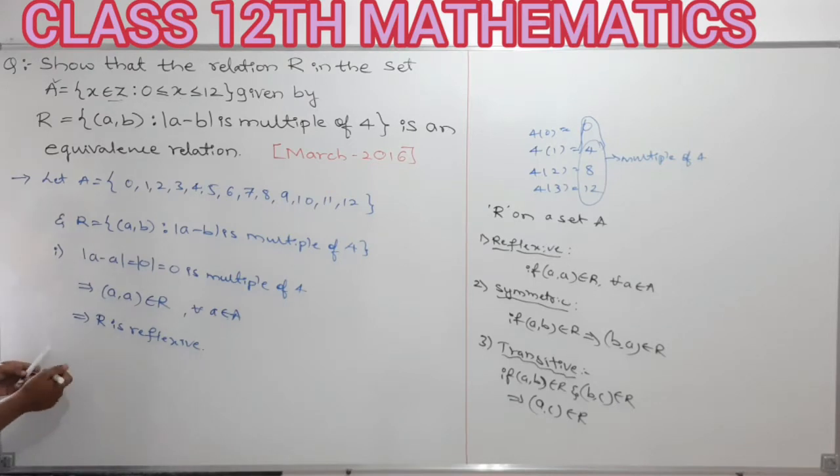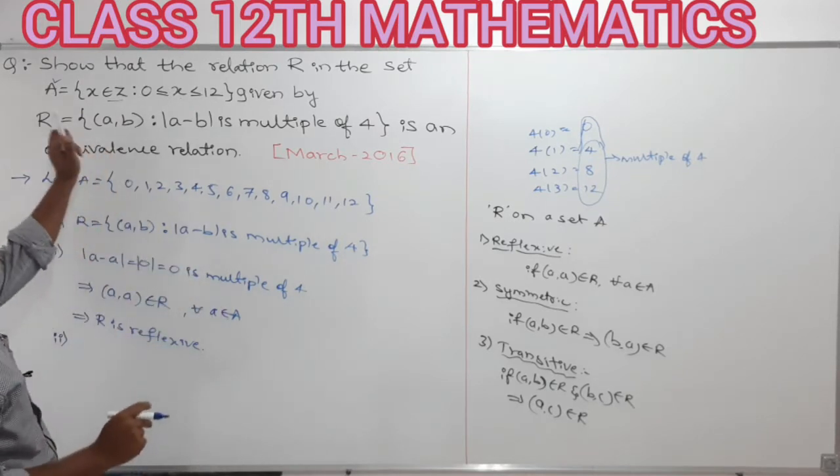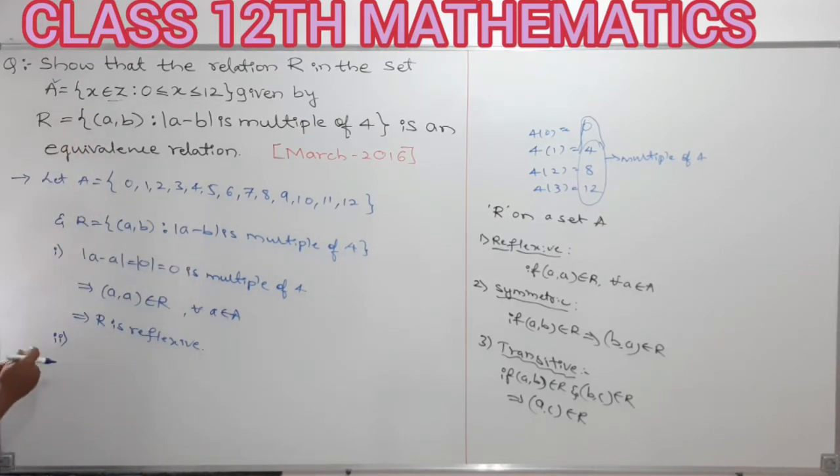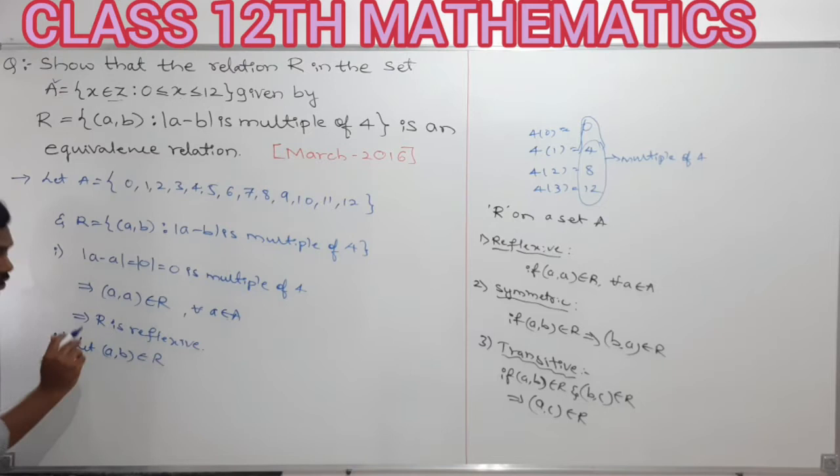And next, the second condition. So what is the second condition? Here it is, we should check that it is symmetric. We should show that it is symmetric. To show symmetric, now let us consider, let a comma b belongs to R. One ordered pair I am taking from this relation R.